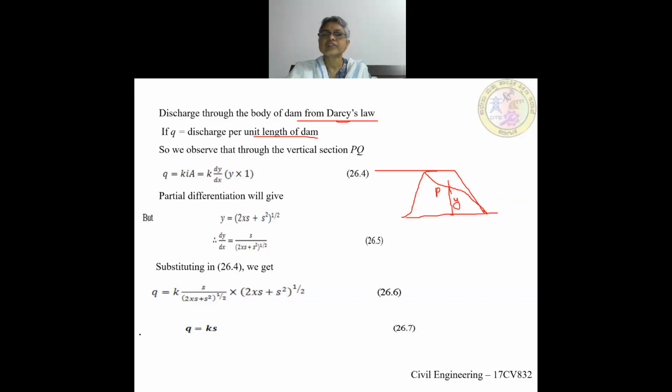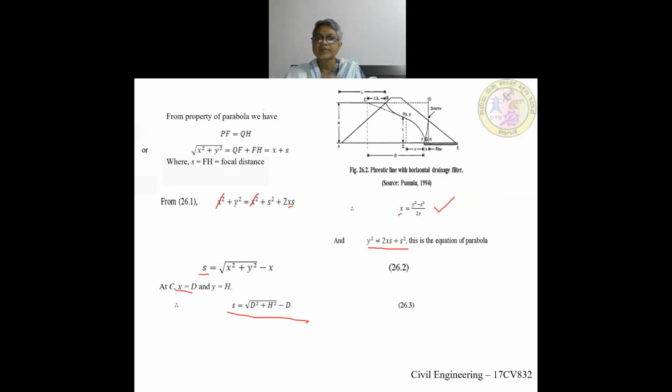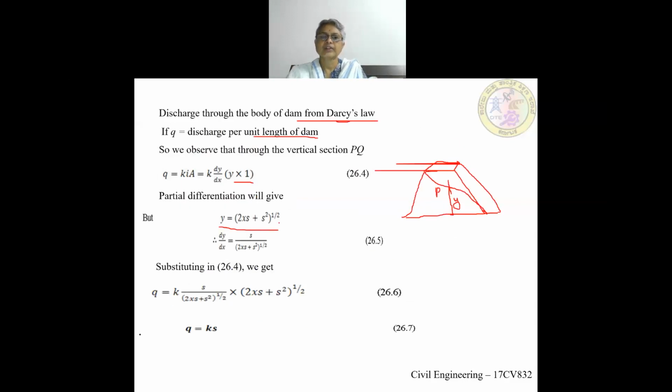If you want to find the discharge through this particular point where the coordinate is y, the area is y into 1, because we are taking unit length of the dam. So K, the hydraulic gradient is dy by dx, and the area is y into 1. We know the parabolic equation, y square is equal to 2xs plus s square, or y is equal to root of 2xs plus s square, written in the form of power: y is equal to 2xs plus s square whole raised to the power of half.